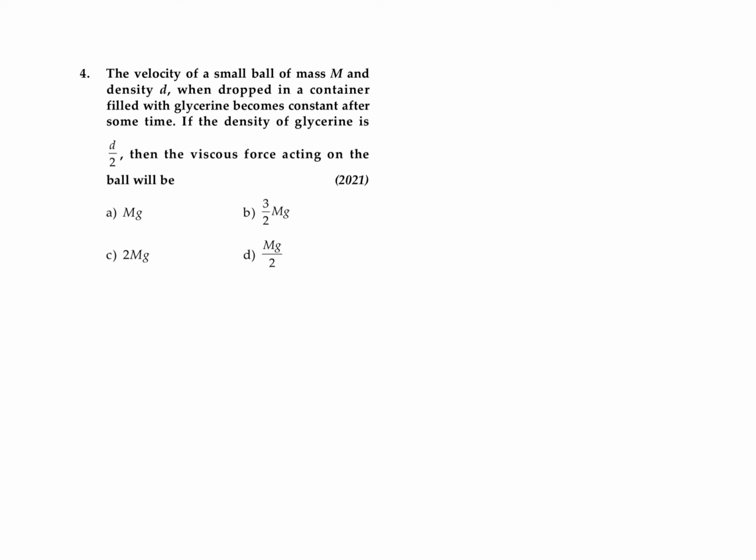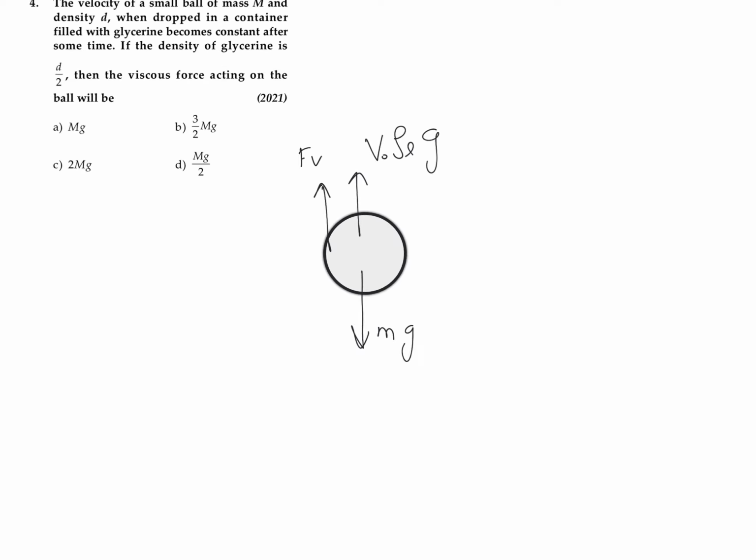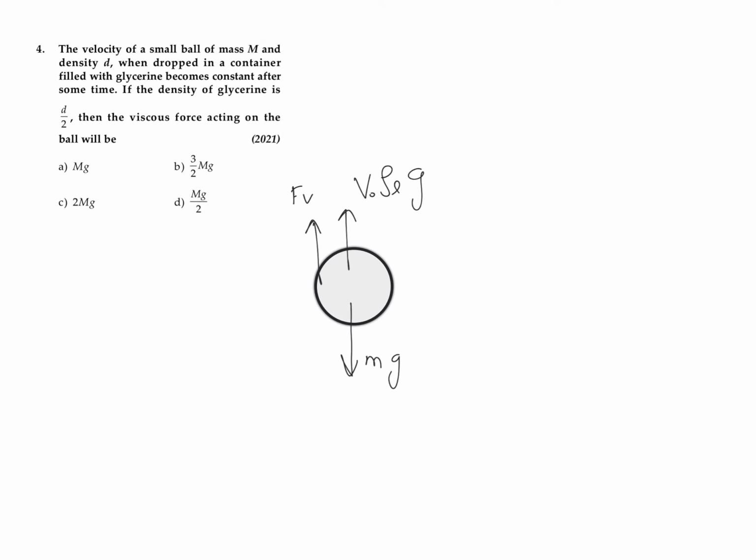So over here we can just consider that when an object is inside a liquid, the forces acting on the object are: one is the weight of the object, mg; another one is the upthrust acting on the object, and the equation for upthrust is volume of object into density of liquid into acceleration due to gravity, V rho g. Other than that, a viscous force Fv is acting. Now in this situation it is given that the particle is moving with a constant velocity. If the particle is moving with a constant velocity, net acceleration is equal to 0.